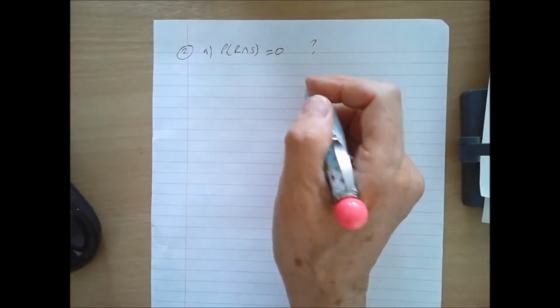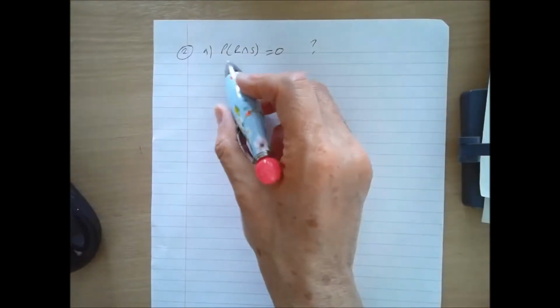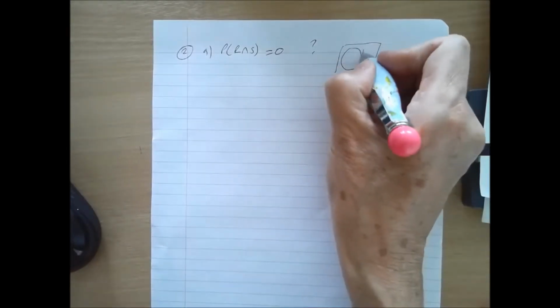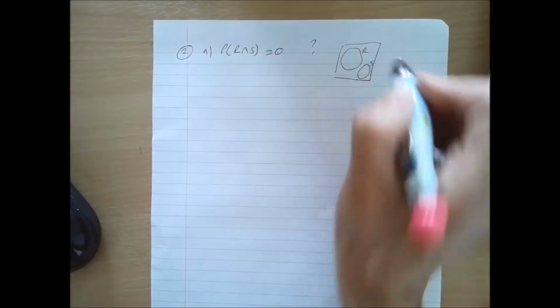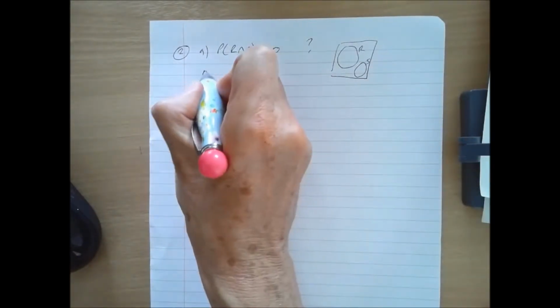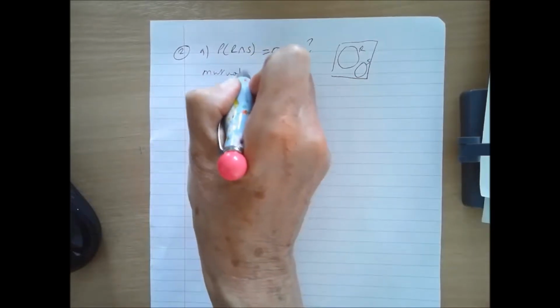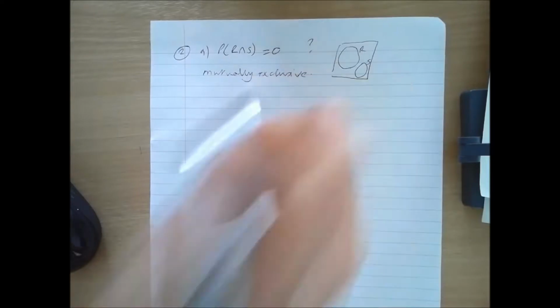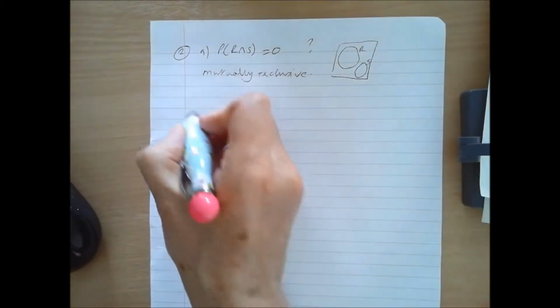So question 2. I've been told that the intersection of R and S is equal to the empty set. So visually I've got a situation where I've got two sets with no intersection. So no overlap. So I know that they are mutually exclusive. They can't happen at the same time. So a statement would be R and S have to be mutually exclusive.